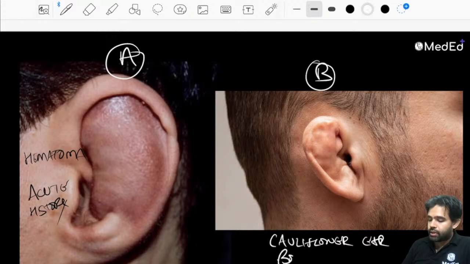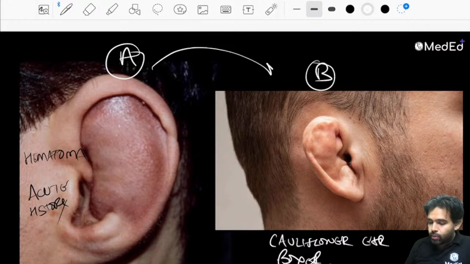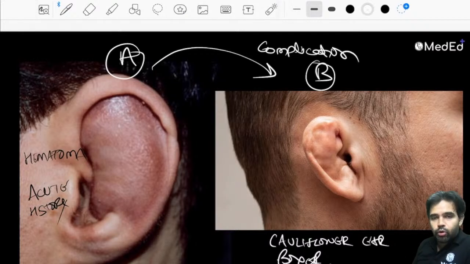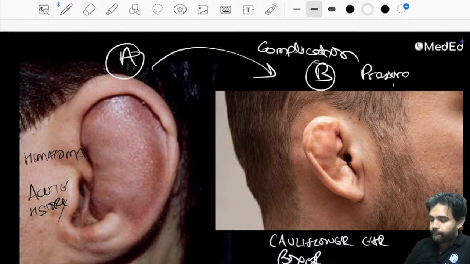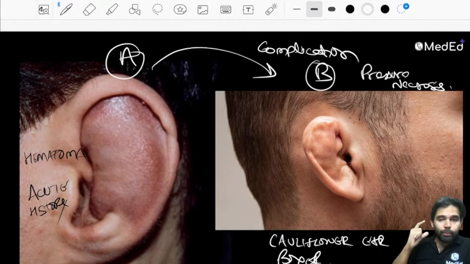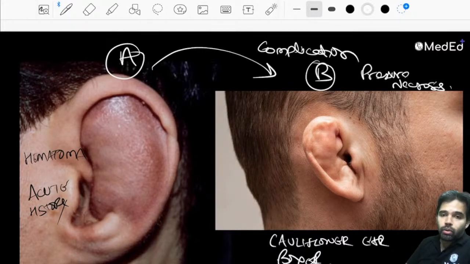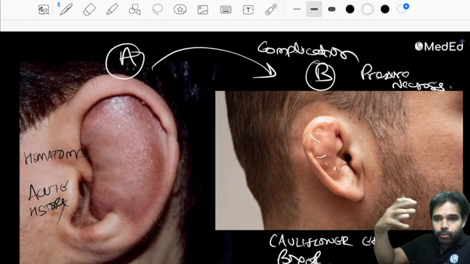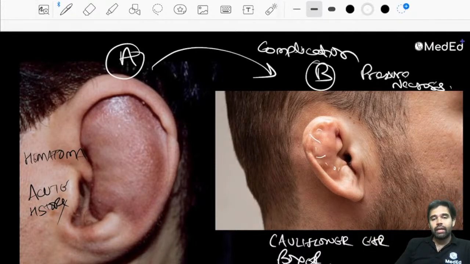Cauliflower ear, boxer ear. The difference is that from A to B, B is a complication of A. This takes a certain amount of time to happen because this involves pressure necrosis. There is pressure necrosis occurring over here. So a poorly treated auricular hematoma will lead to a cauliflower ear or boxer's ear, where you see these kind of ups and downs, giving the shape of the cauliflower like appearance.